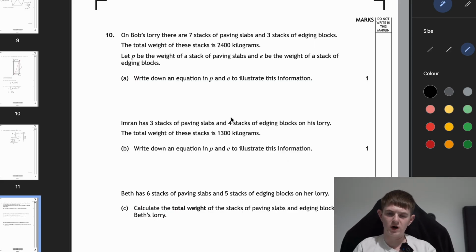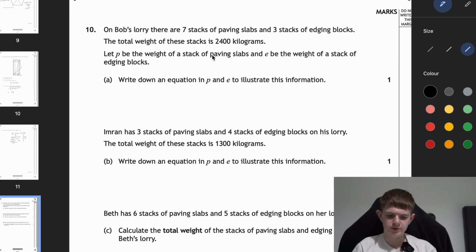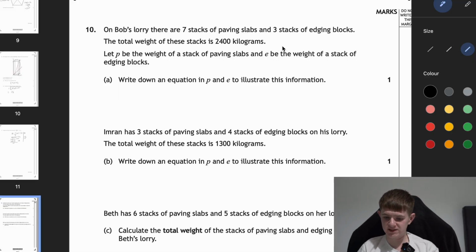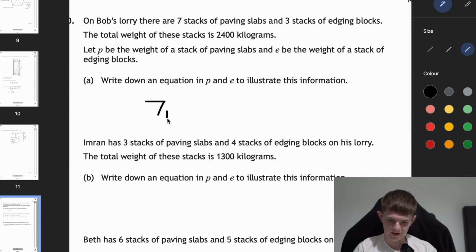Question number 10, we've got a simultaneous equations question. So on Bob's lorry there are 7 stacks of paving slabs and 3 stacks of edging blocks. The total weight of these stacks is 2,400 kilos. Blah blah blah. Basically write that. So I'm going to write 7P add 3E, and that's going to equal 2,400 kilograms.